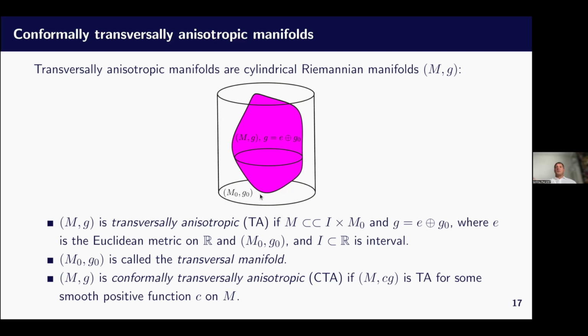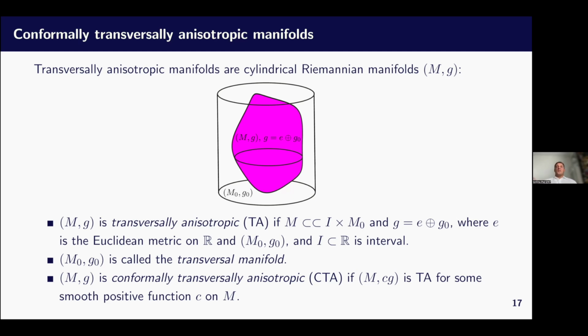And it is a cylinder manifold because this cylinder is a product of a unit interval, or an interval a little more generally, in R, and a manifold M0. The Riemannian metric is of the sum form, so it's the Euclidean metric in the vertical direction, and some given metric on this given manifold M0. Here, this M0, G0 is called the transversal manifold.